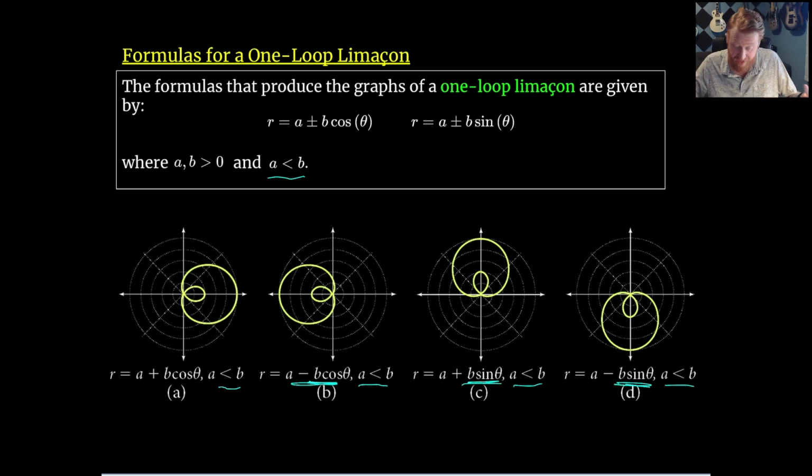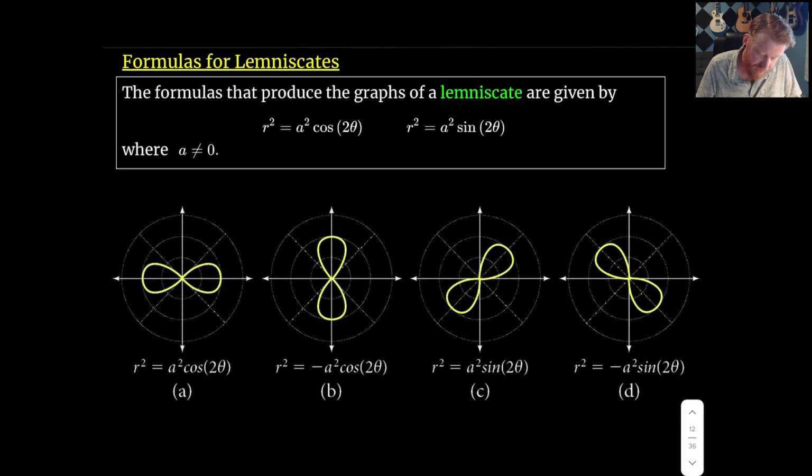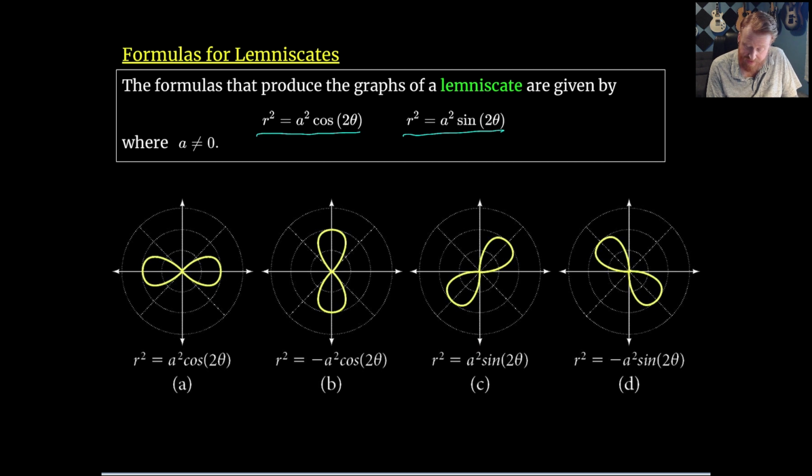Those are kind of like the big ones. Actually, I take it back. There's just kind of this one in between before we get to the other main ones here. These ones are called Lemniscates, or Lemniscates, depending on who you ask to pronounce it. And the formulas that produce this shape are given by r squared equals a squared cosine 2 theta, or r squared equals a squared sine 2 theta. And we get these kind of infinity-looking shapes here.